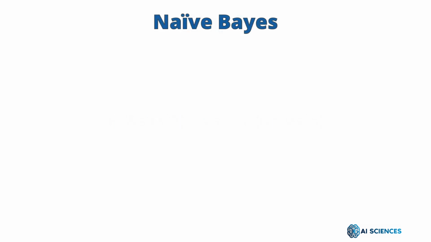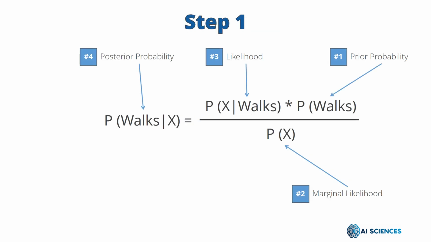Now we are going to calculate all of this step by step. So are you ready? Let's go ahead and calculate all these values together. So this is step 1, where we are going to find the probability of a person walking to the office given the features. First we are going to find the prior probability.